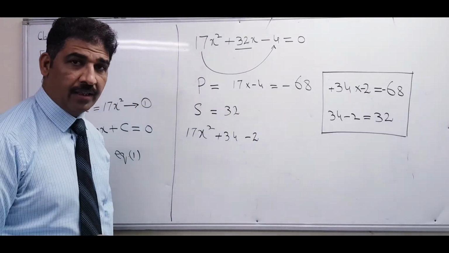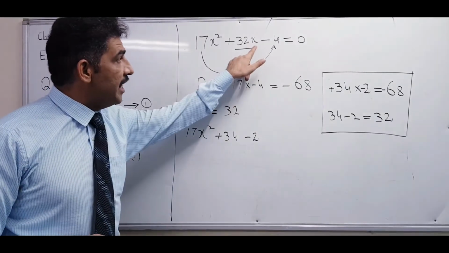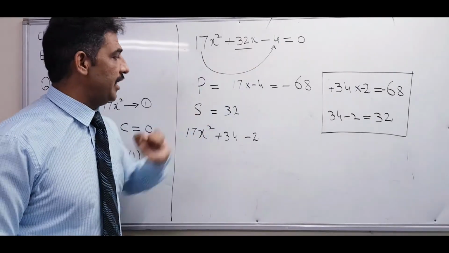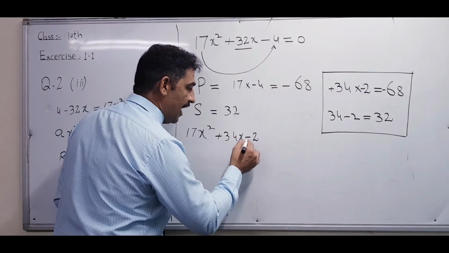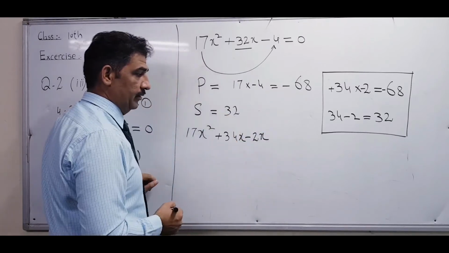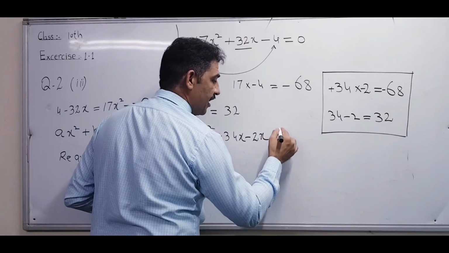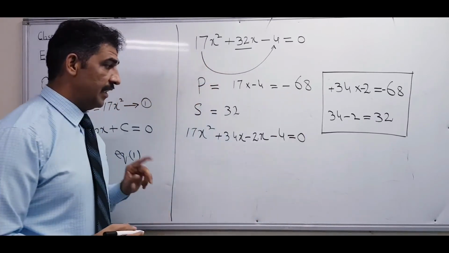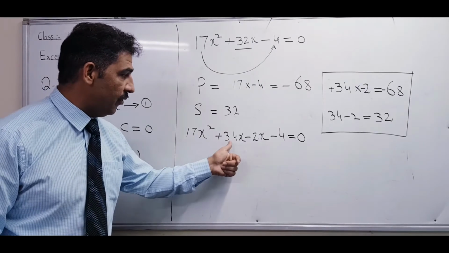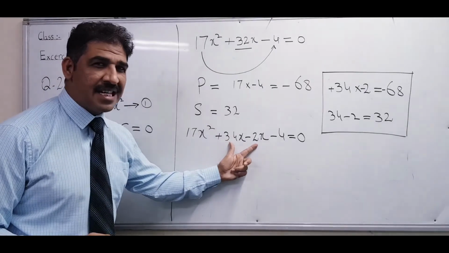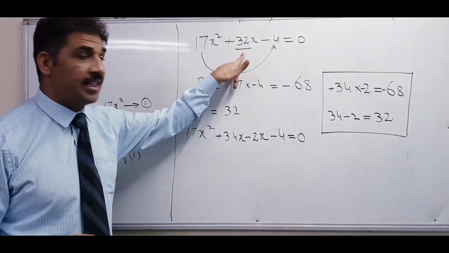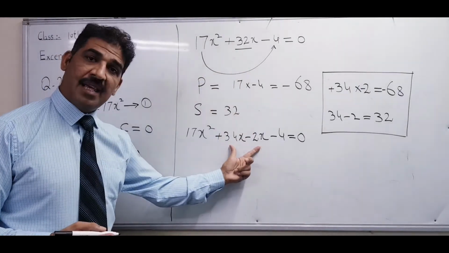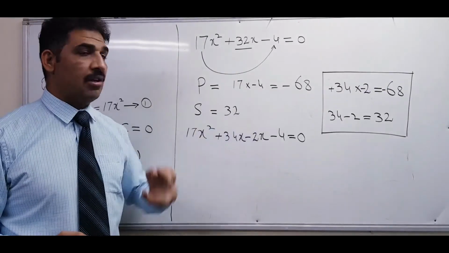Is it okay? The same variable we will involve that one. Here we will write x and here also x. And the last term will remain the same as I told you before, equal to 0. After that you will check that one. 34x minus 2x, what is the result? 32. It means that we make two parts of 32 whose product is equal to minus 68.